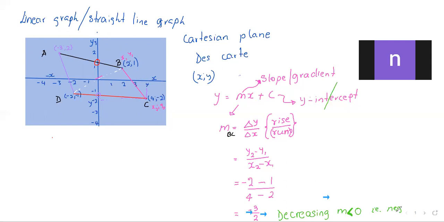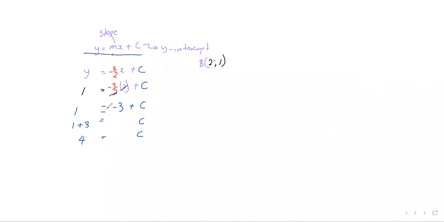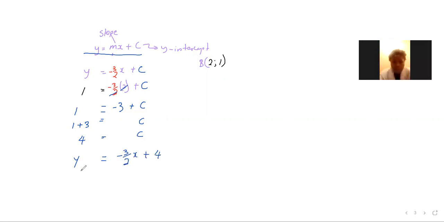Now, you will realize that this equation here can be given as y is equal to -3/2 x plus 4. So you manage to give the equation of a line in the standard form. This is called the standard form.